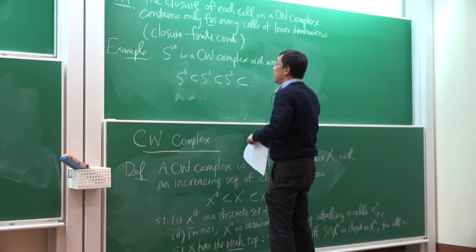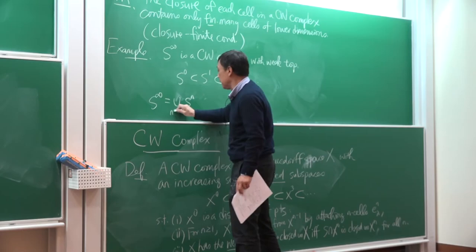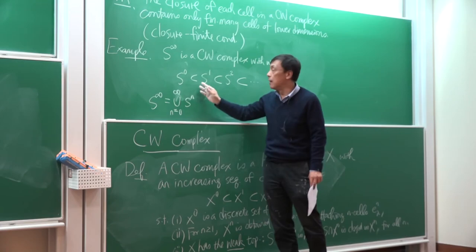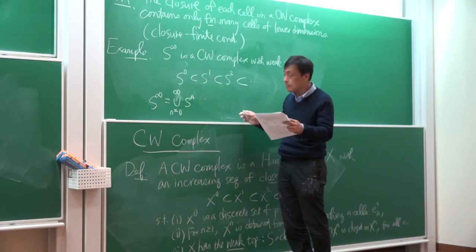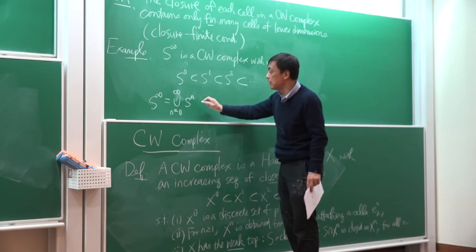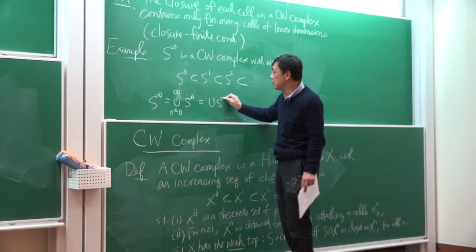So here, S infinity is the union of Sn for all n. And each time you add two cells of that dimension. S1 is obtained from S0 by adding two 1 cells, and so on. And S0 is 2 points, so it's a discrete set. So it's a CW complex. But when you take the union over all the spheres, that is the same set as the union over only the odd spheres, 2k plus 1.